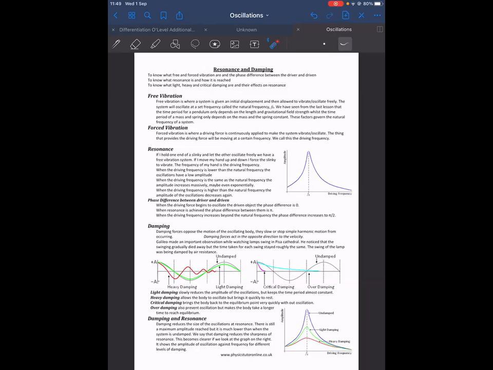So to know what free and forced vibrations are and the phase difference between the driver and driven. Now you're going to learn what resonance is and how it is reached, and you are going to study this to know what light, heavy, and critical damping are and their effects on resonance. So what is free vibration? Free vibration is where a system is given an initial displacement, okay, and then allowed to vibrate, oscillate. So you can see that vibration and oscillation are just the same, a synonym of each other.